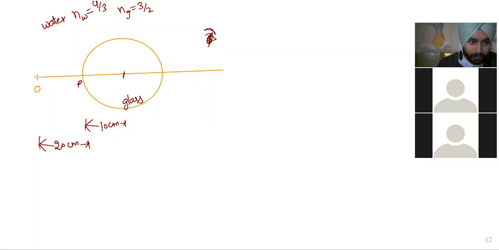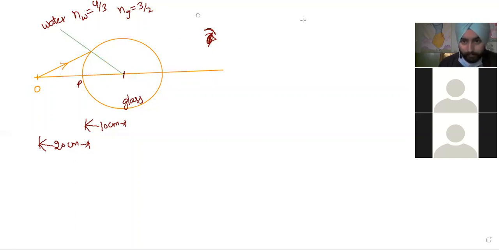From here, we have to draw the ray diagram like this. So this is the incident ray. As the ray is incident here, we have to draw the normal for this. So this is your normal, from the center of curvature.